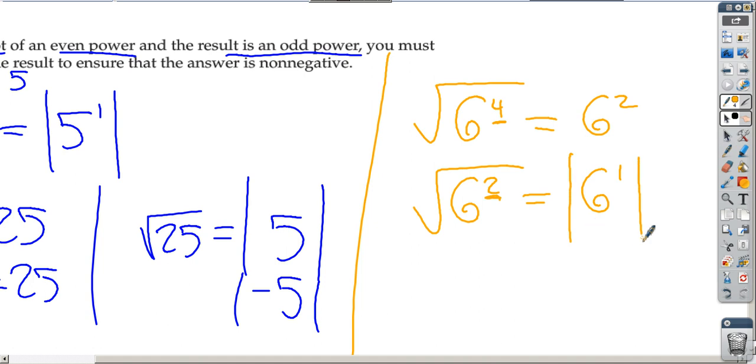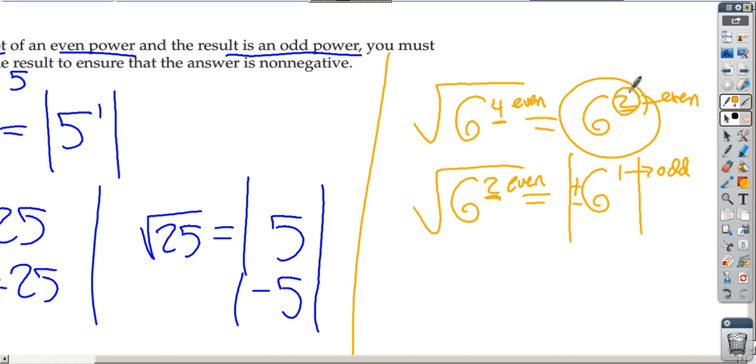And the reason you need it here is because we went from an even power to an odd power. Therefore you need an absolute value, because that could have been either plus or minus 6. Negative 6 squared is 36, and positive 6 squared is also 36. Okay, why do you not need an absolute value around this one? Because we're going from an even to an even, and here's why you don't need an absolute value.